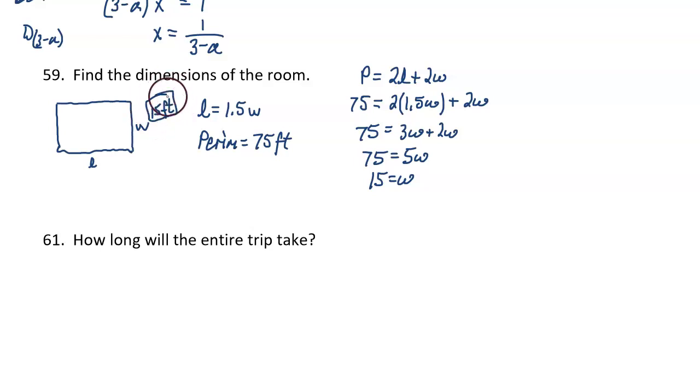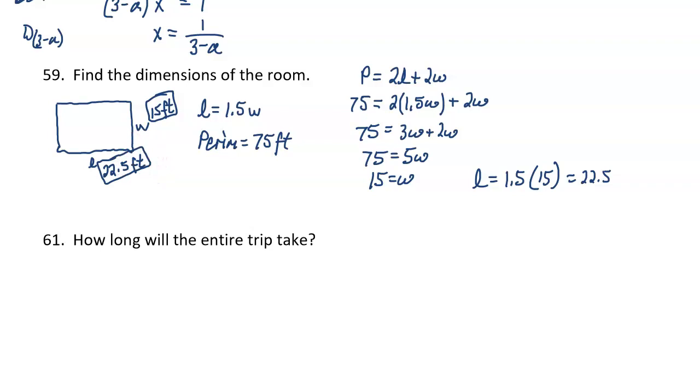We now need to get the length of the room, but we had made an equation that modeled the length in terms of the width. It's 1.5 times W, and W is 15. So to get the length, we can go 1.5 times 15. And that result is 22.5. So the length of the room is 22.5 feet.